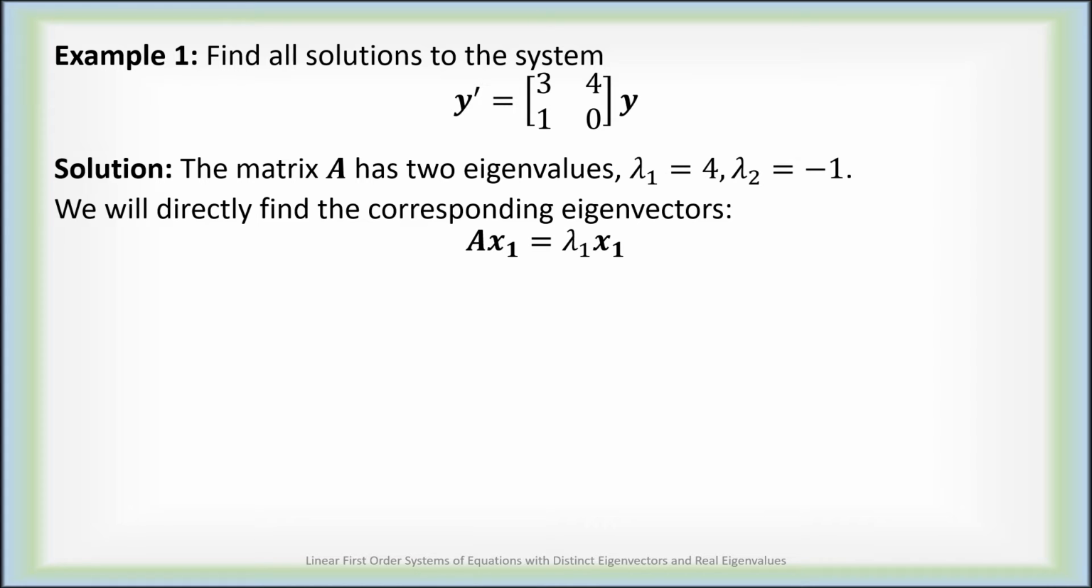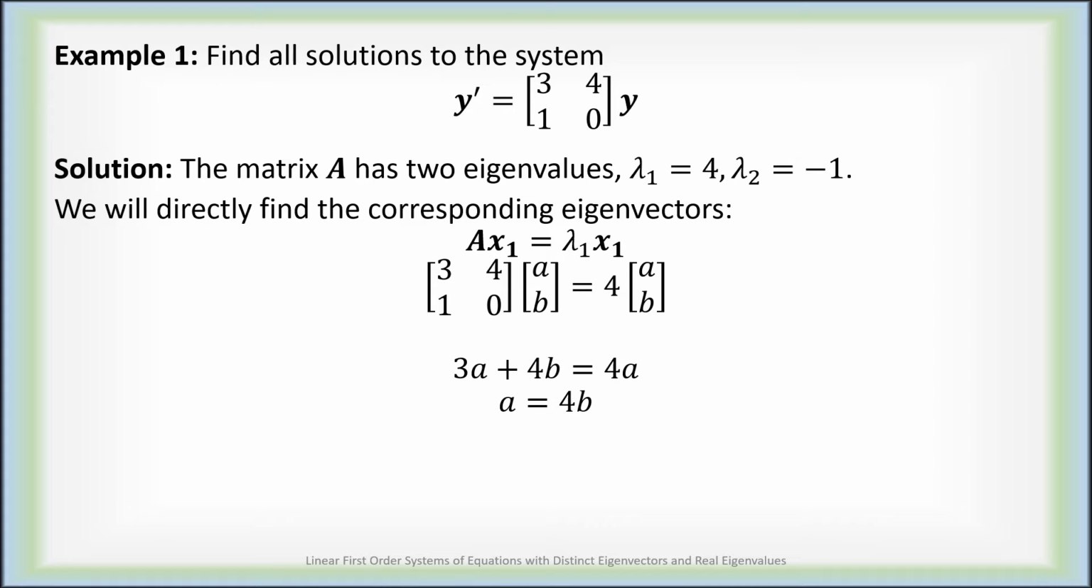So for lambda 1, we need to solve A times x1, where x1 is now a column of constants, equal to lambda 1 times x1. So here's the matrix A with an unknown column of constants. In our first row, we get 3a plus 4b equals 4a, and in our second row, we get a equals 4b. Now these two equations are the same equation. Observe, if you were to subtract 3a from both sides, this would simply say 4b equals a, which is a equals 4b.